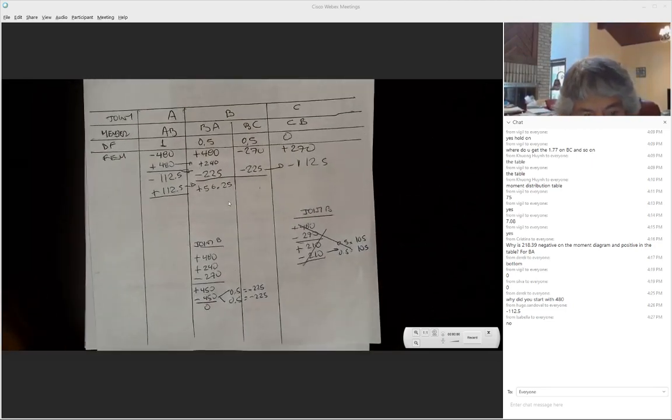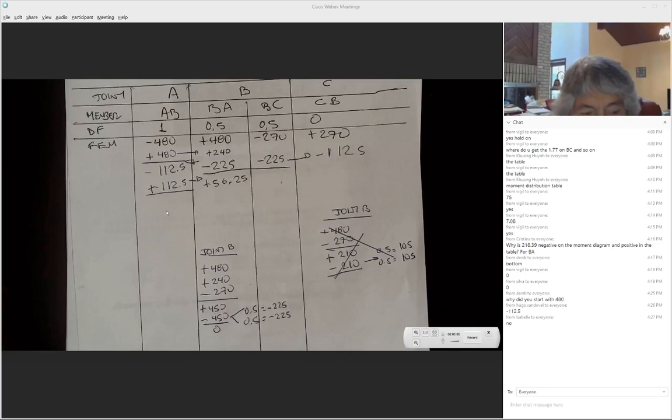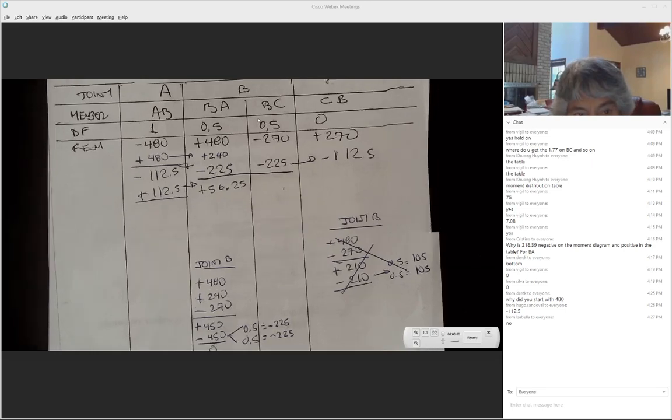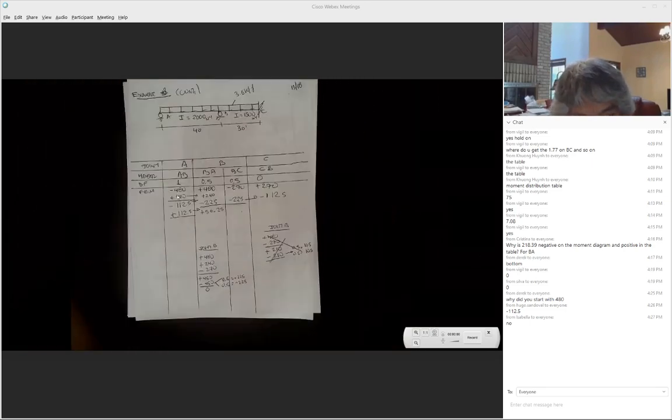So every time that we go through one cycle of moment distribution, the moment becomes smaller and smaller. Every time that we are putting a moment at the joint, what we're doing, we are rotating the joint.